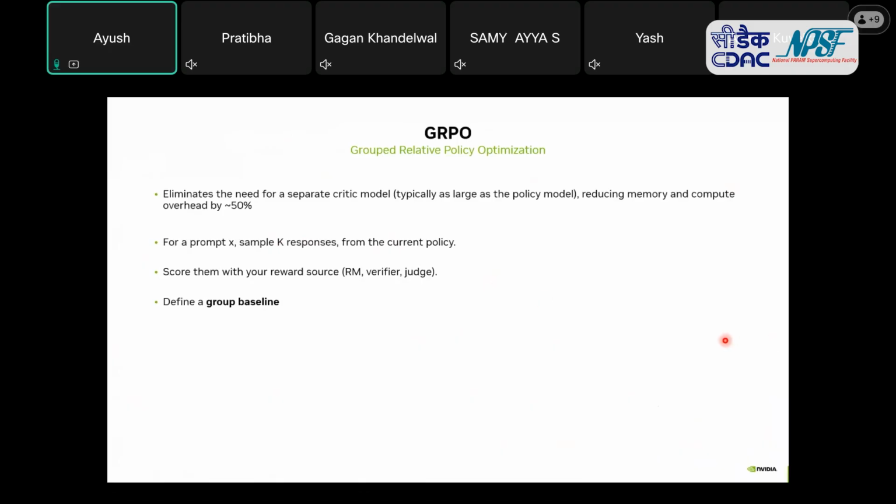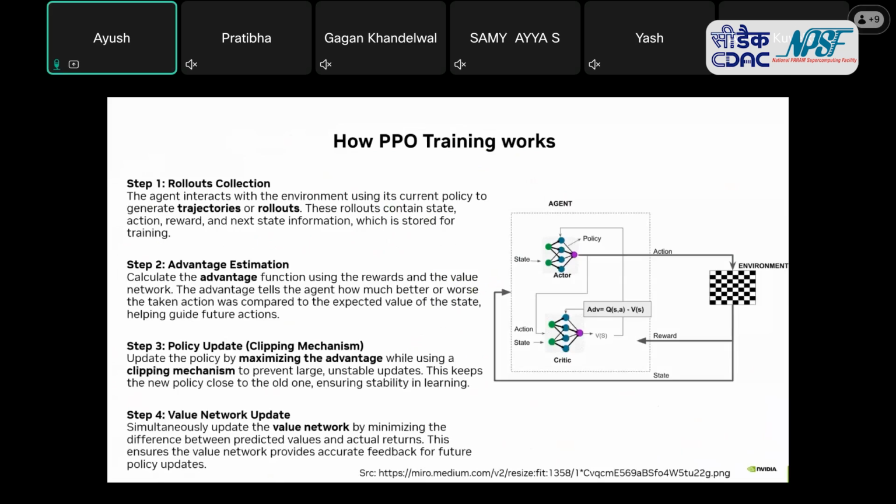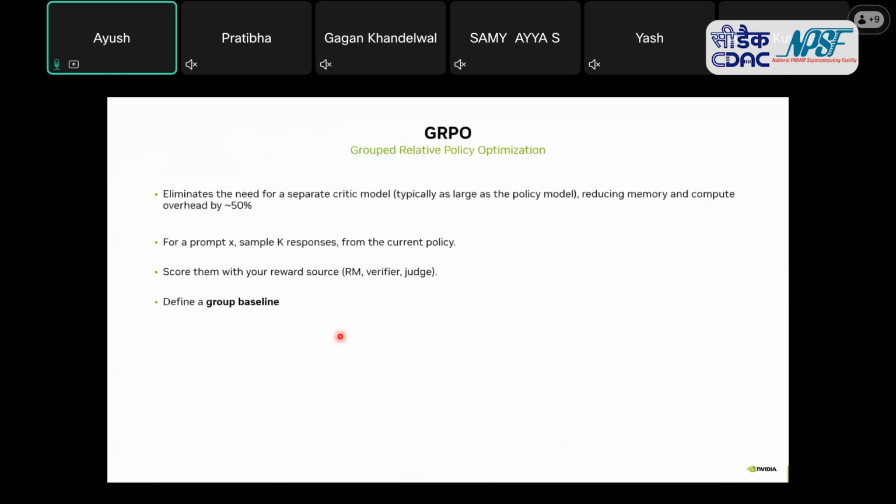So the GRPO training loop looks like this: you do not need a separate value network for the critic. We didn't go into the value network and critic too much for this PPO training. But the idea here is that you do not need a separate baseline model to give the importance of different answers generated for a given prompt.